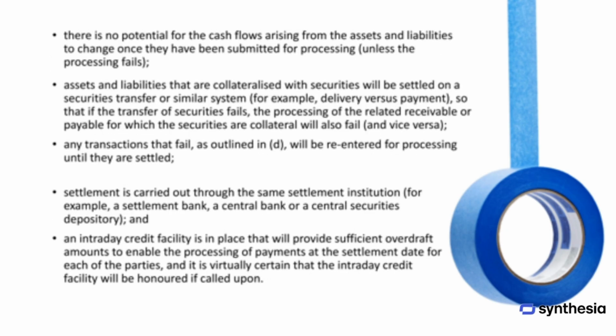The system must ensure that once the assets and liabilities have been submitted for processing, there is no potential for the cash flows to change, unless the processing itself fails. If the assets and liabilities are collateralized with securities, they must be settled through a securities transfer or similar system, such as delivery versus payment, so that if the transfer of securities fails, the processing of the related receivable or payable will also fail, and vice versa. Any transactions that fail will be re-entered for processing until they are successfully settled.